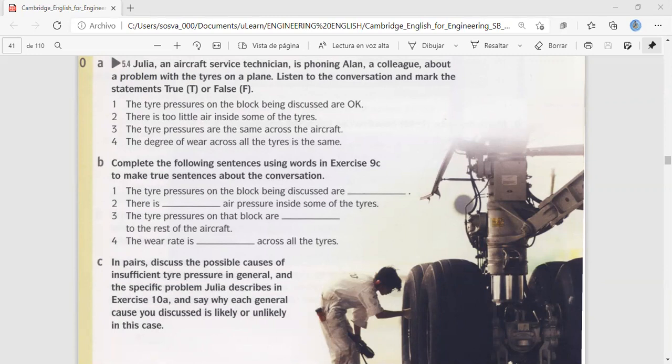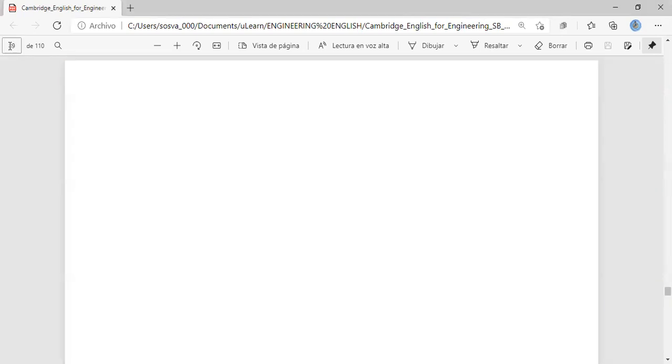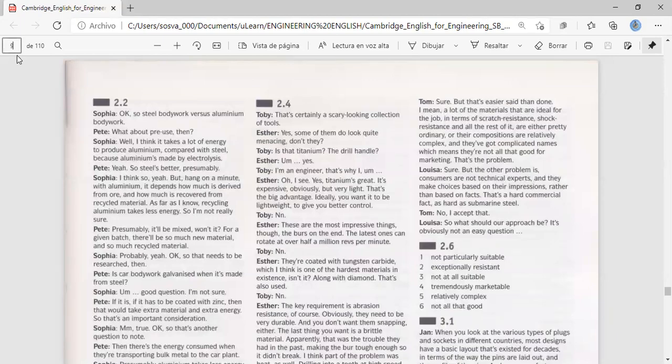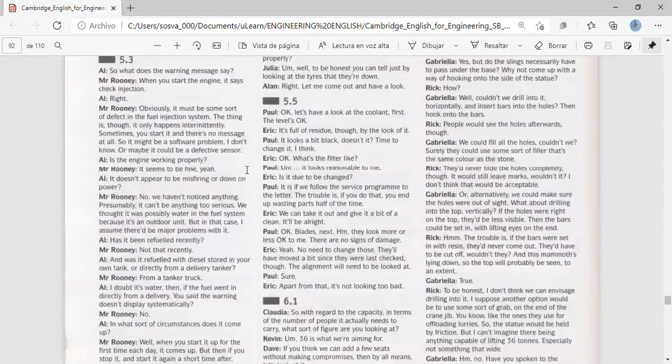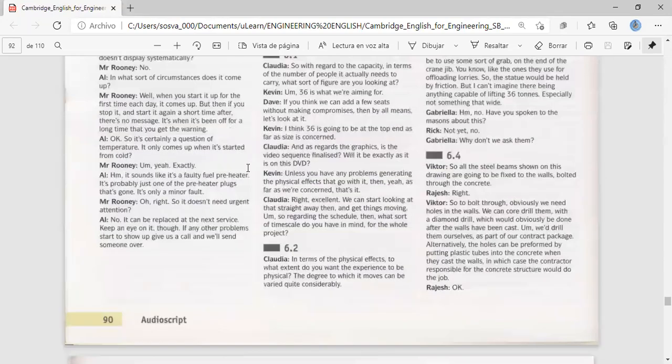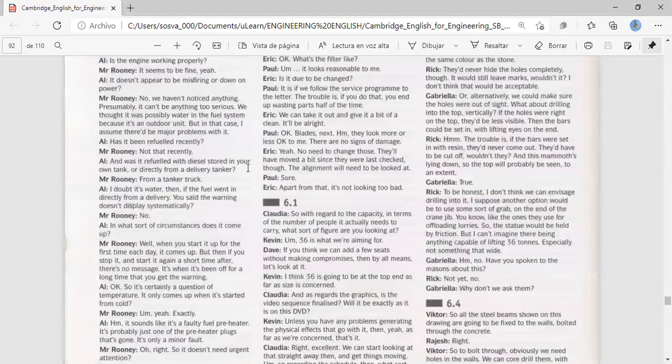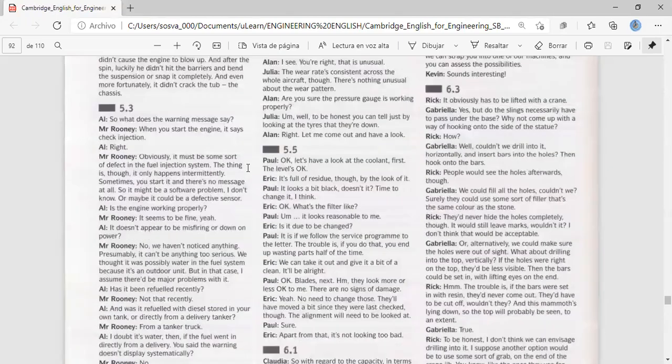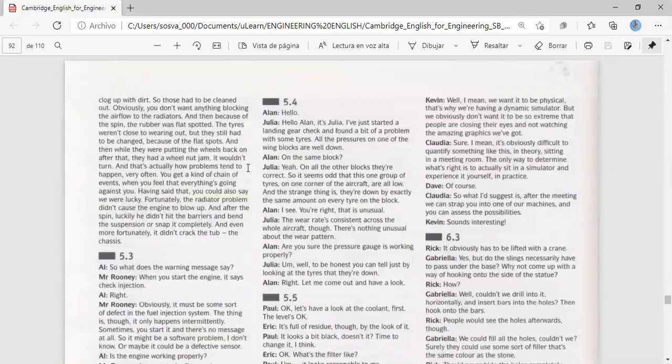Okay. Now let's listen to the conversation again. But now let's go to the page. Let me see which one it is. It's page 90. Page 90, ready? Well, it's in here. I have it on the screen because I remember you do not have the book. Okay, so let's listen and read the conversation. 5.4.